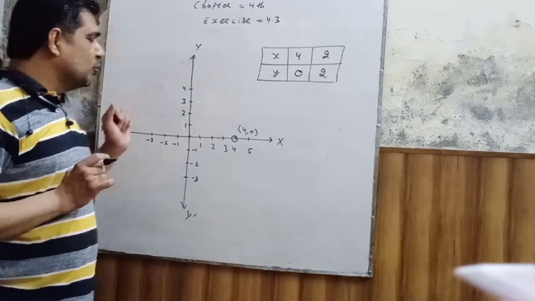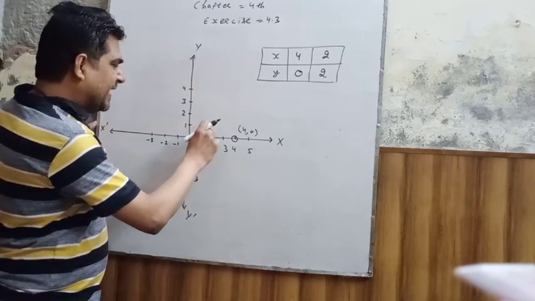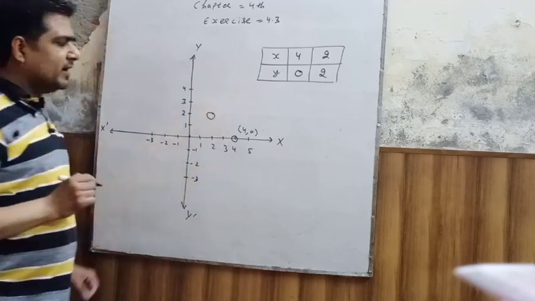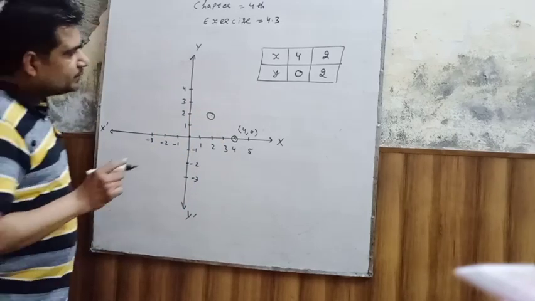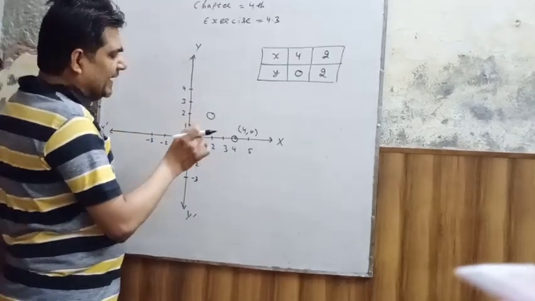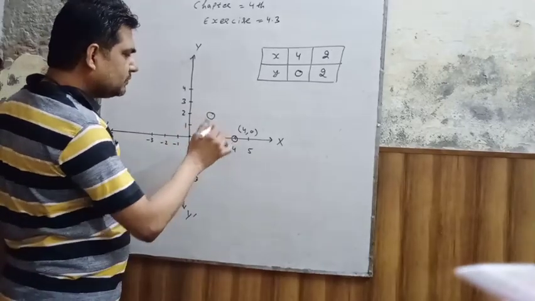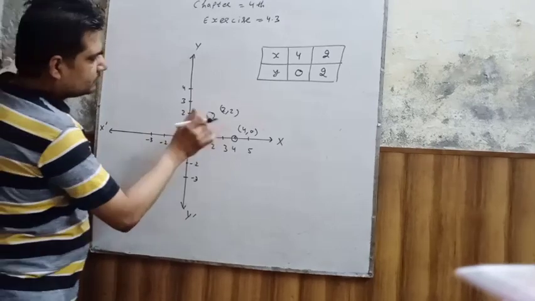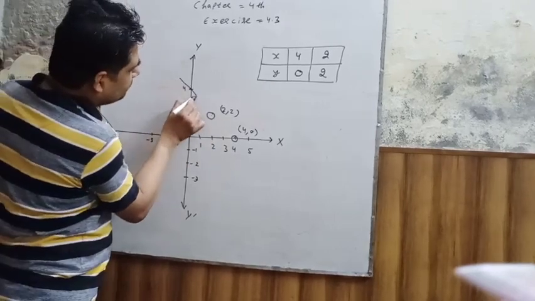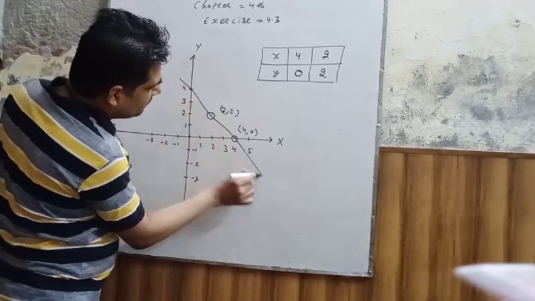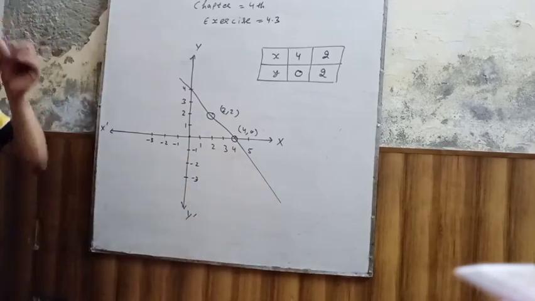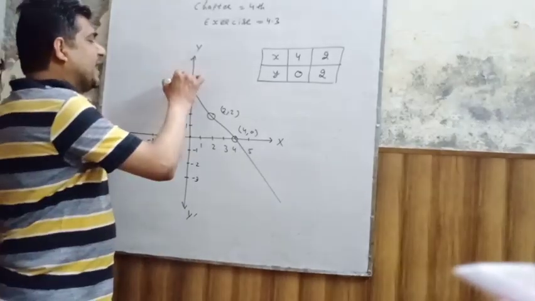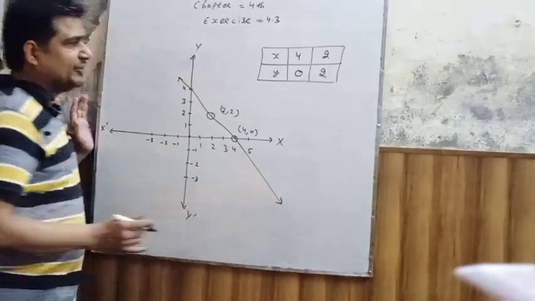The next point is 2, 2. X is 2 and y is 2. Now join the points with a straight line using a scale. Now we get the graph of this equation.